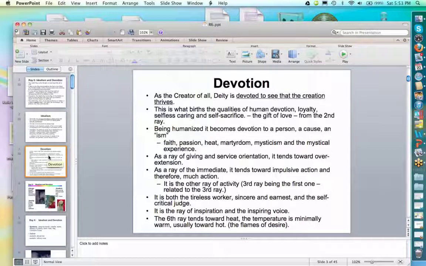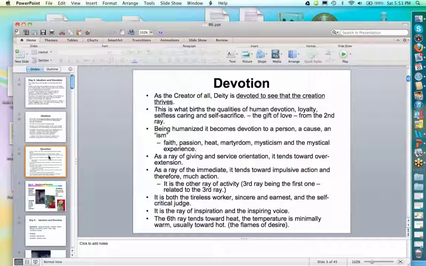It's the ray of devotion as well. So how do we differentiate devotion from idealism? Deity is devoted to see that its creation thrives. This is what births the quality of human devotion, which then looks like loyalty or selfless caring and self-sacrifice. It is the gift that it receives from the second ray of love. So devotion carries within it a quality of love, which is a little different than idealism.